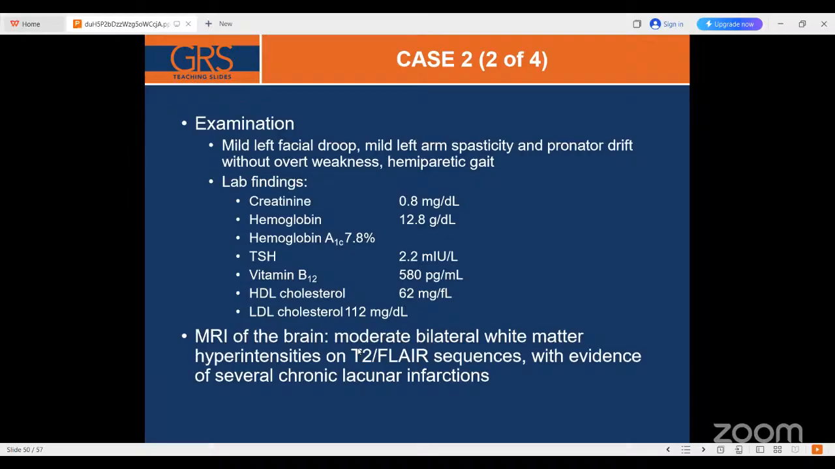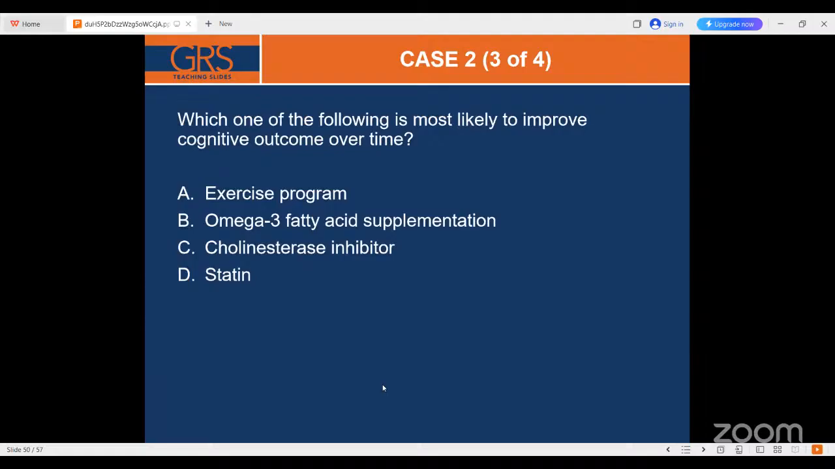On examination, mild left facial droop, mild left arm spasticity, and pronator drift without overt weakness, hemiparetic gait. Lab findings: creatinine is normal, hemoglobin A1C is 7.8, TSH is 2.2, vitamin B12 is 580, HDL is 62, and LDL is 100. MRI of the brain shows moderate bilateral white matter hyperintensities on T2 FLAIR with evidence of several chronic lacunar infarctions. So he has vascular dementia.